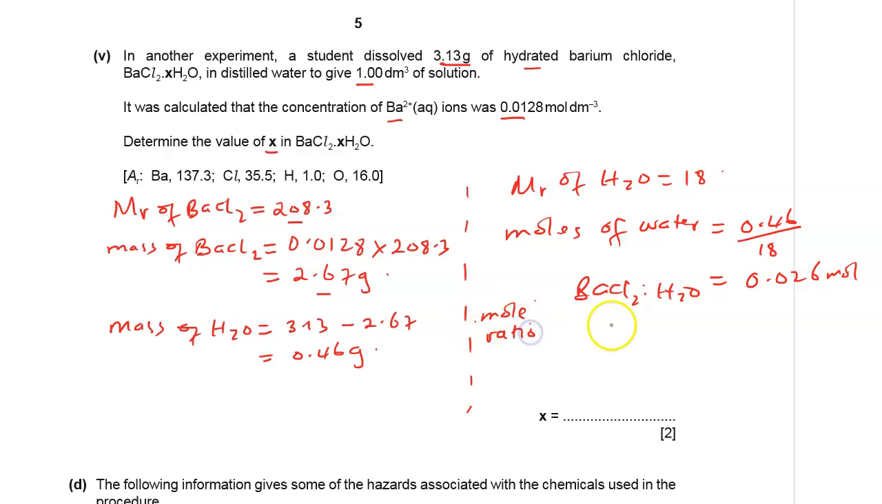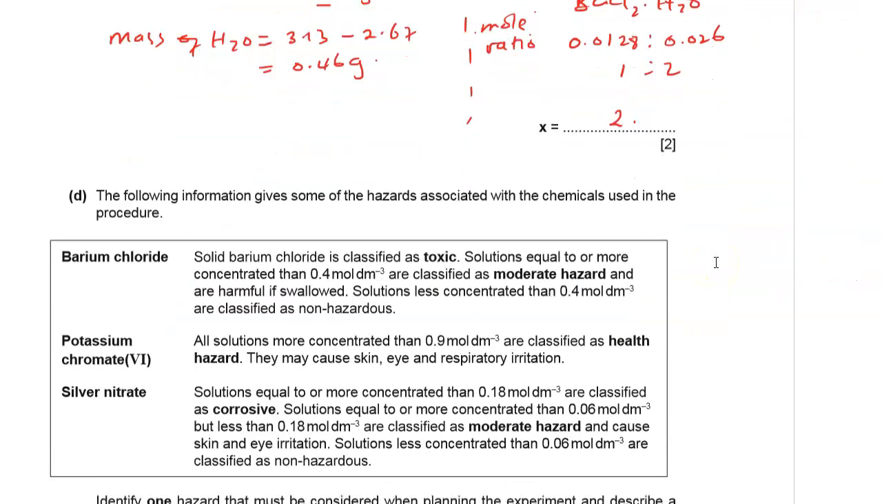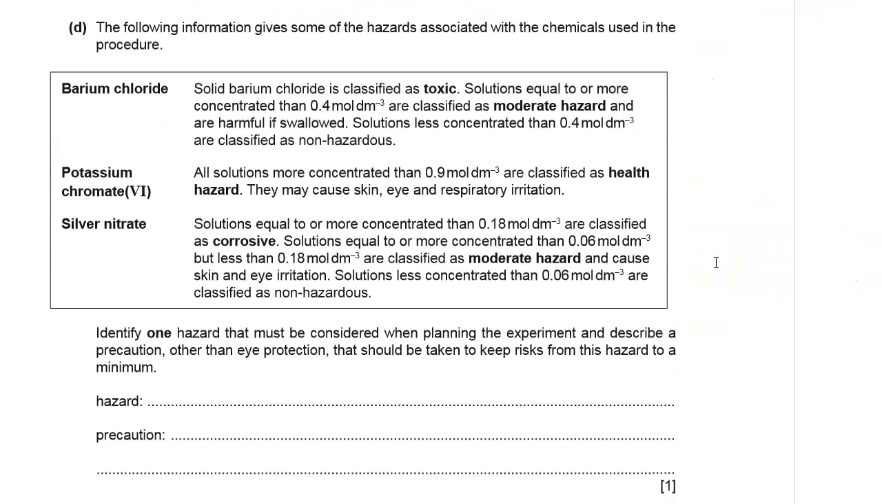The mole ratio is the moles of barium chloride, which is 0.0128, to the moles of water, which is 0.026. And of course, this is 2 times this, so 1 to 2. Therefore x is 2. X is 2 here. The answer is D.